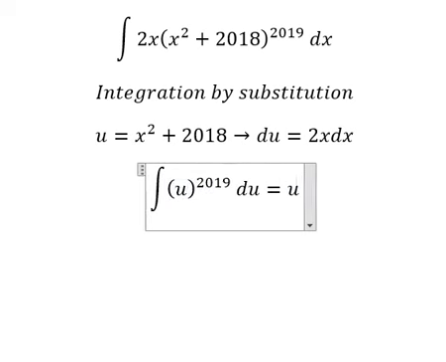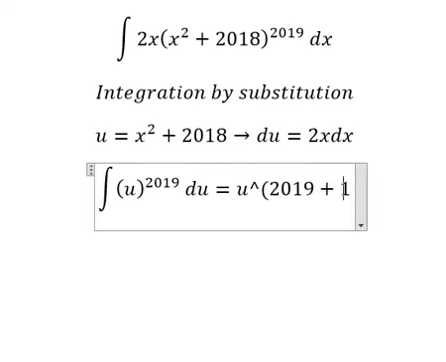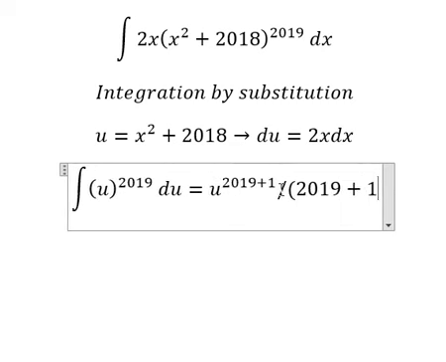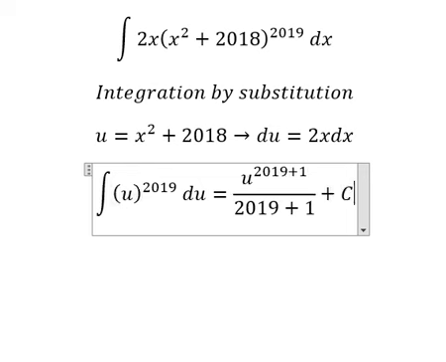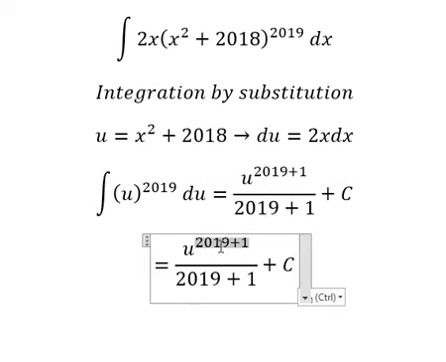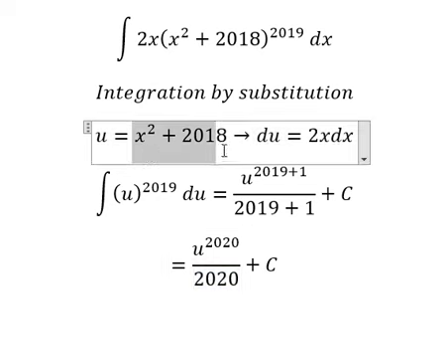The integration of this one, we have u to the 2019 plus 1 over 2019 plus 1, and I will put plus c. This one we have 2020. This one we have 2020. And u is this one.